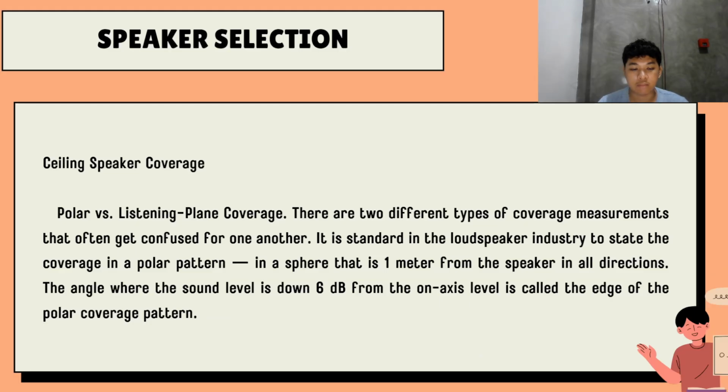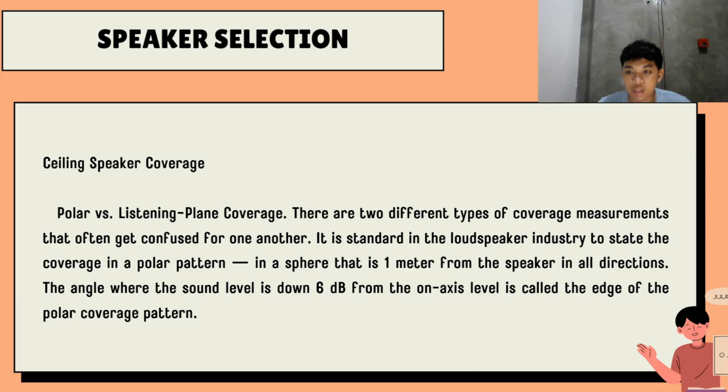A misunderstanding about the coverage angle specification of loudspeakers can easily result in system design mistakes. It is common to see a polar coverage spec and assume that the speaker will actually cover this angle. Loudspeakers actually cover less area than the spec sheets would imply. To clarify, the coverage angle is typically the angle at which the sound level is 6 dB down from the on-axis sound level.